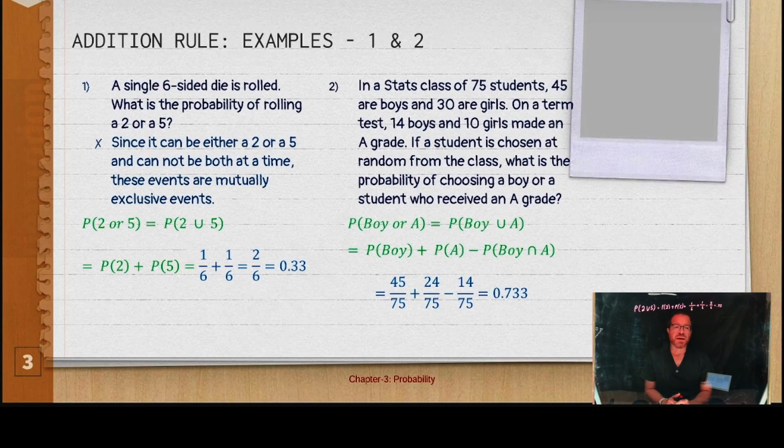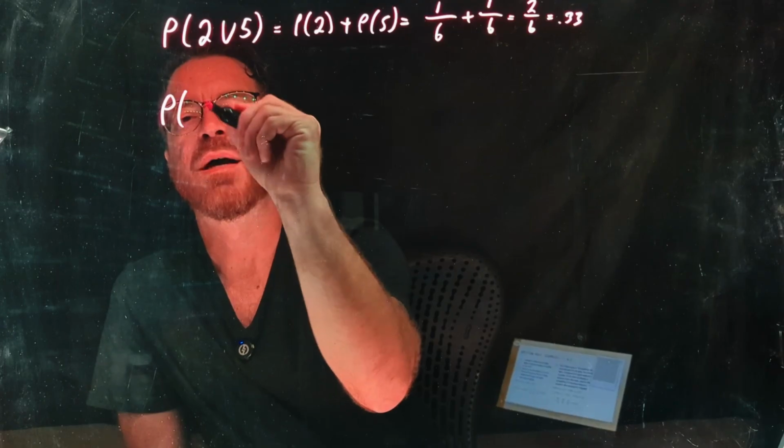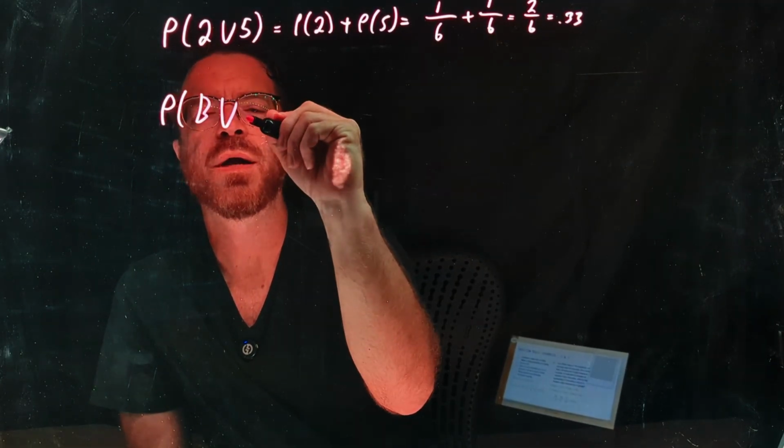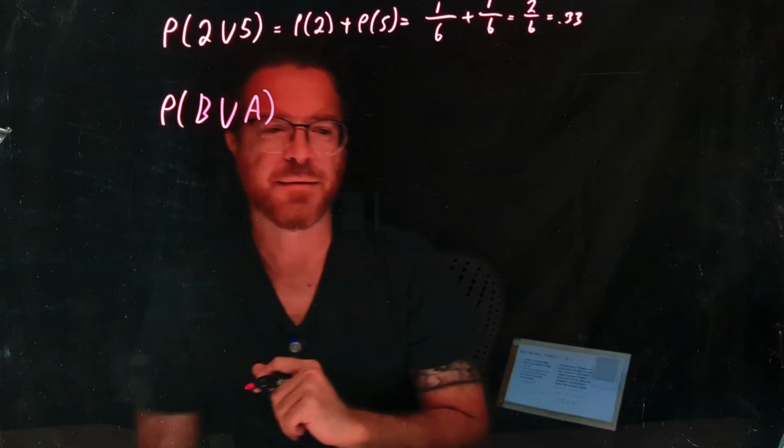Second example. In a stats class of 75 students, 45 are boys and 30 are girls. On a test, 14 boys and 10 girls made a grade of A. If a student is chosen at random from the class, what is the probability of choosing a boy or a student who received an A? Now in this example, they are not mutually exclusive because you have the category boys, you have the category received an A, and there's an intersection, boys who received an A. So we want the probability of selecting a boy or a student who received an A.